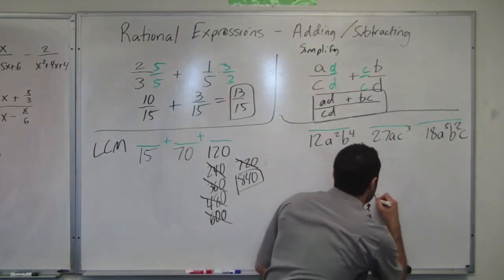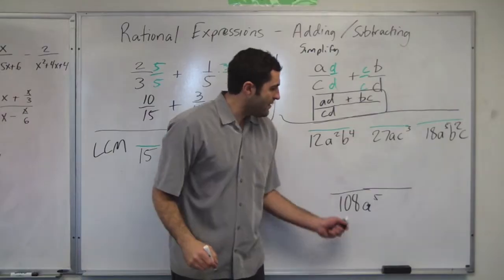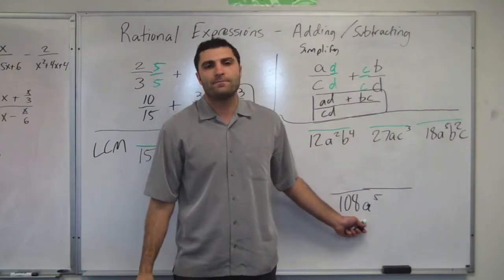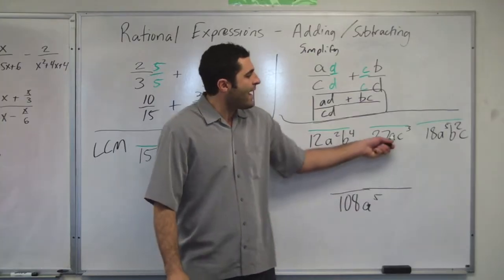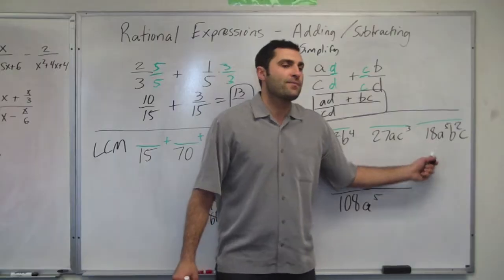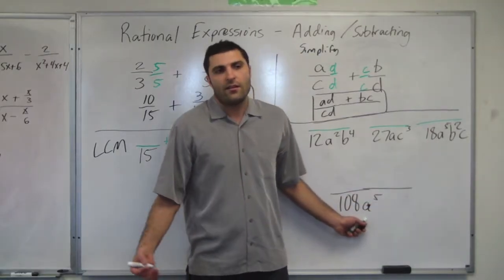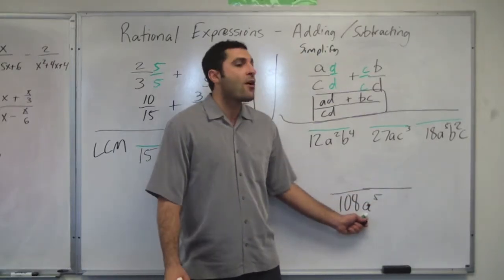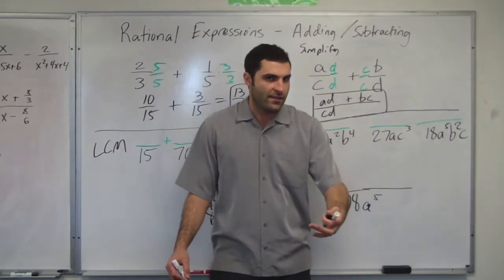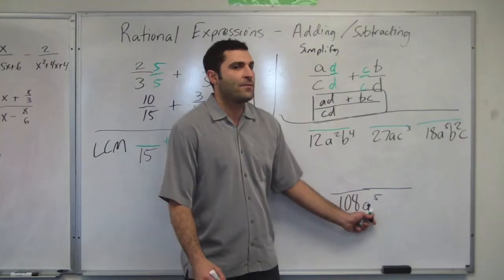Because when you multiply exponents, they add. Can a squared multiply to make a to the 5th? Yes, times a to the 3rd. Can a multiply to make a to the 5th? Times a to the 4th. Can a to the 5th multiply to make a to the 5th? By 1. Right. So this is the smallest thing that all 3 a terms can multiply to make, and thus it would be the common denominator.